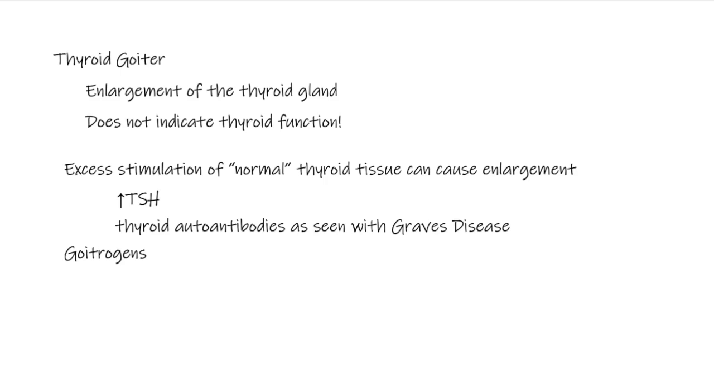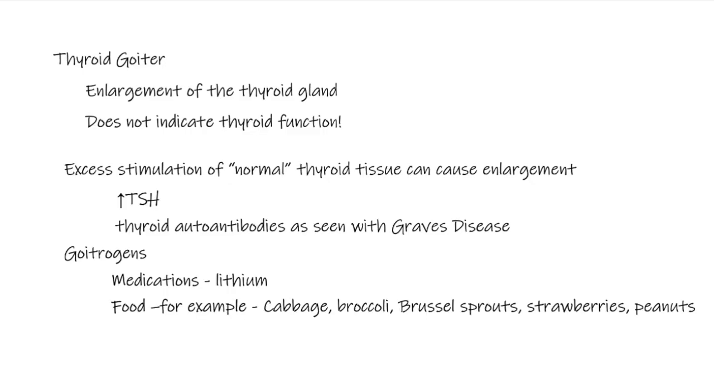There are also substances that we refer to as goiterogens. These are substances that can interfere with the normal thyroid hormone production or thyroid function, and under appropriate circumstances may contribute to thyroid enlargement. Certain medications can have this effect. One is lithium, which is used to treat some psychiatric illnesses. Dietary substances can also have goiterogenic effects, although for most people consuming a normal diet with adequate iodine, this is not a reason to avoid these foods.